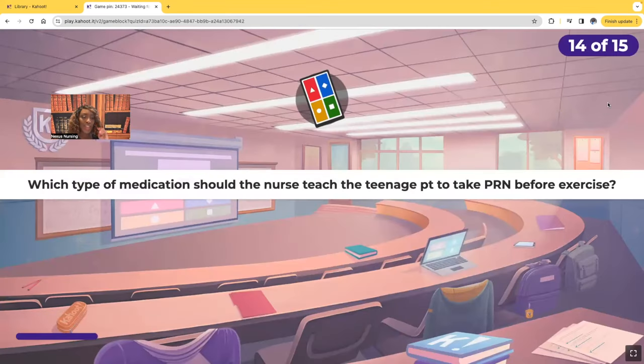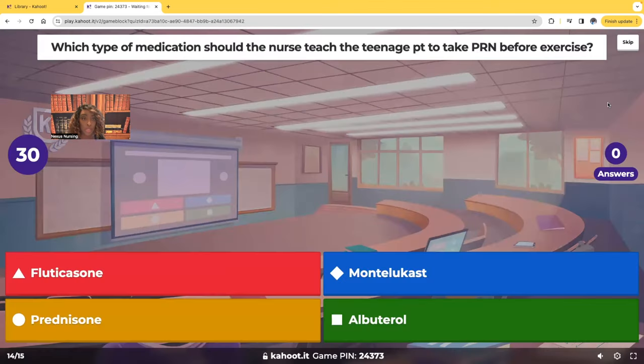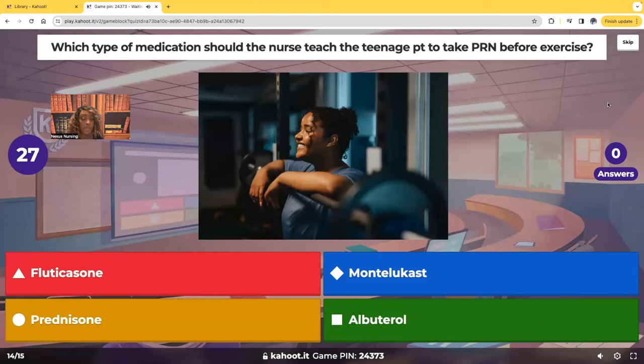All right, next question. Which type of medication should the nurse teach the teenage patient to take before exercise? Would it be fluticasone, montelukast, prednisone, or albuterol? What type of med should the nurse teach a teenage patient, or any patient for that matter, to take before exercise?